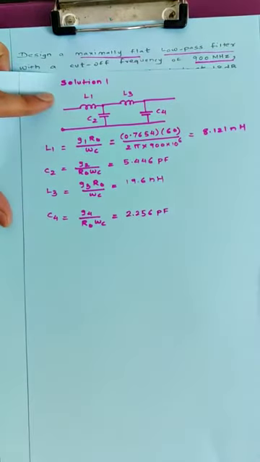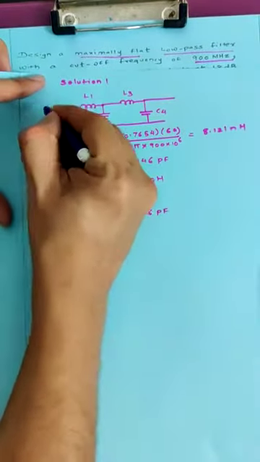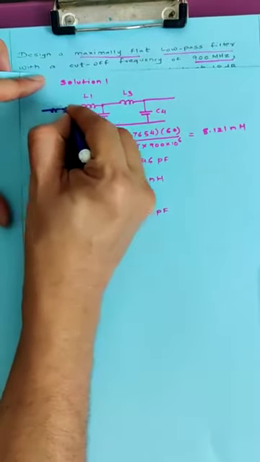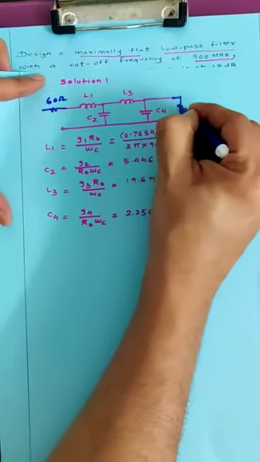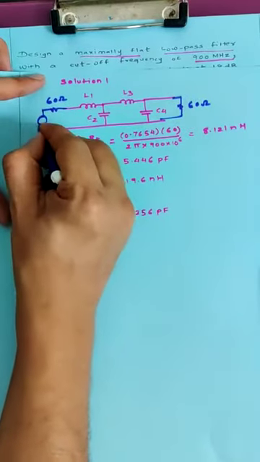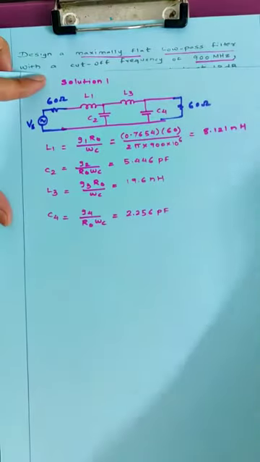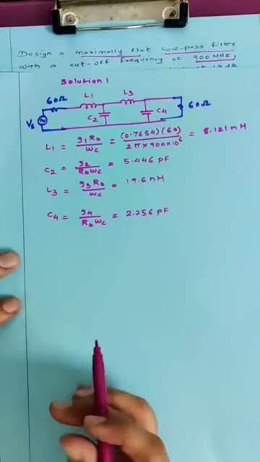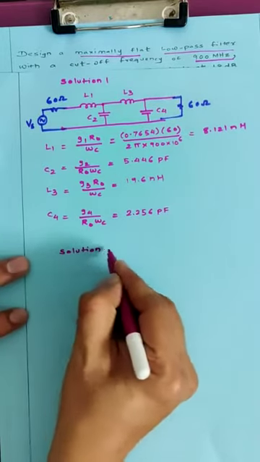So we have determined all the component values for solution 1. So I will complete this network. Here you will have the resistance 60 ohm, source impedance. Here the load impedance will be 60 ohm and here you will have a source. So that is about solution 1. Now we'll proceed to another option, that is solution 2.